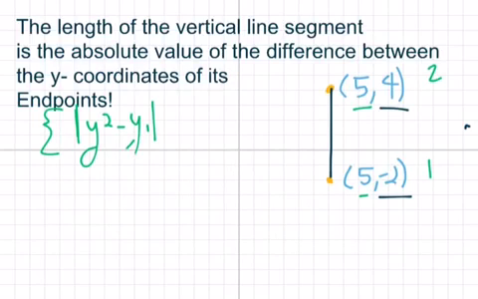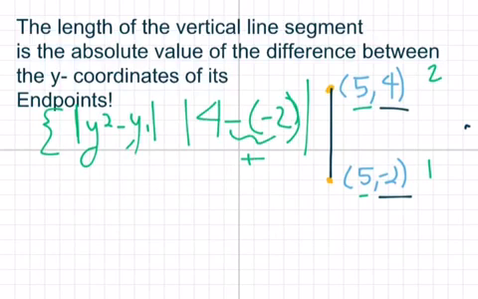So let's do it. Let's do 4 minus a negative 2, in absolute value bars. This is going to turn into a positive. So we have the absolute value of 6, which is going to be 6. So the vertical distance on this vertical line is going to be 6 units.